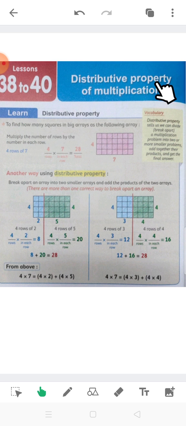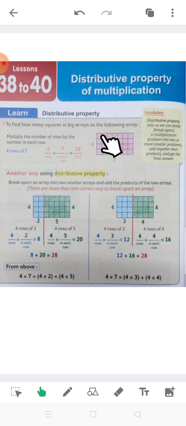Distributive property of multiplication. Okay? What does it mean, distributive? It means I will cut the numbers into 2 parts. Okay, look here. I've got this figure.